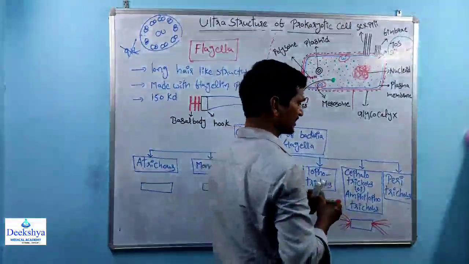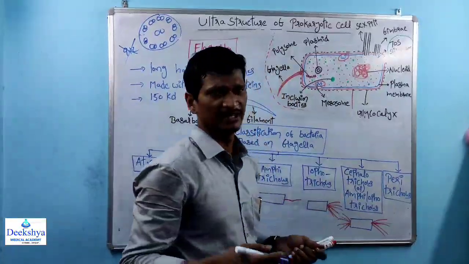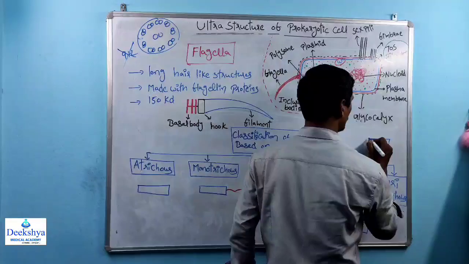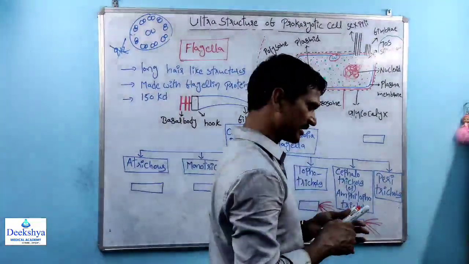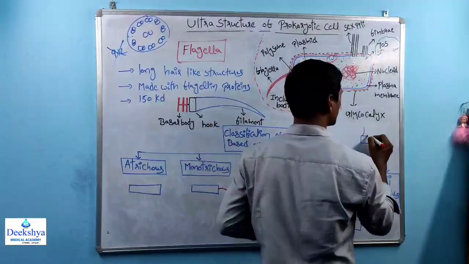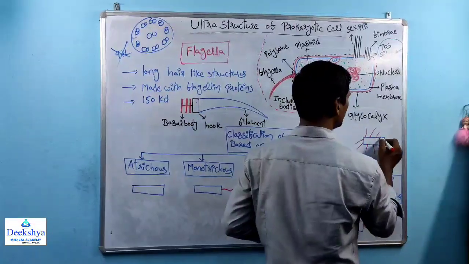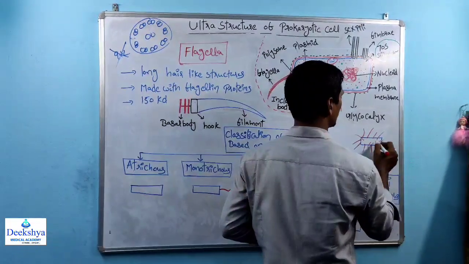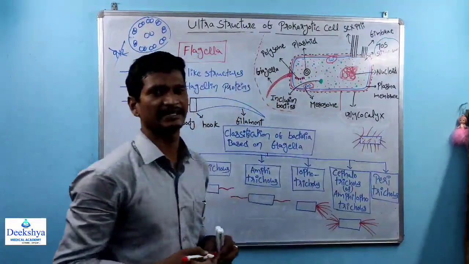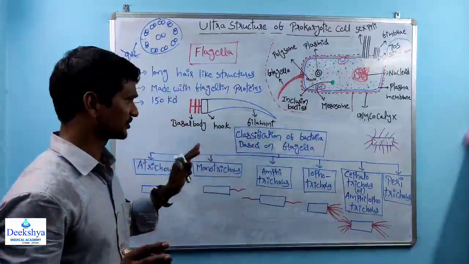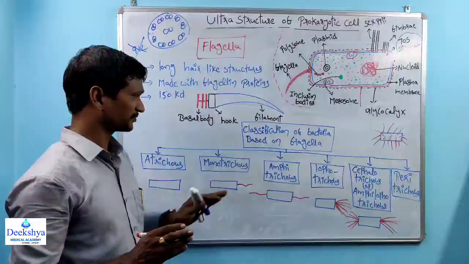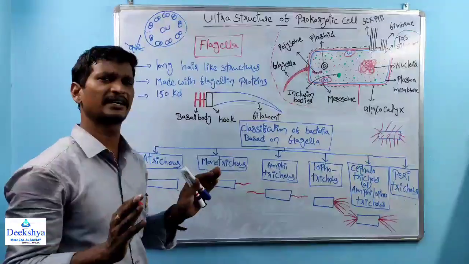Last one, peritrichous. Peri means many, and trichous means hair-like structures. So within this bacteria, many flagella are present over the overall bacteria body. This kind of bacteria are called peritrichous.